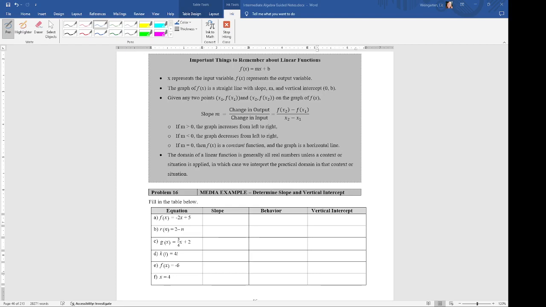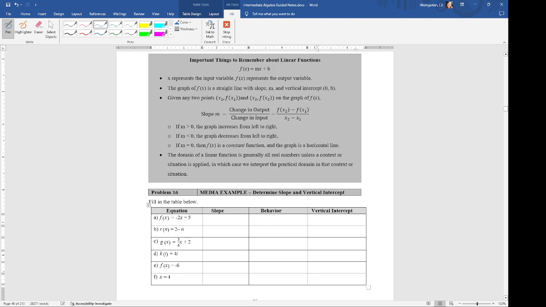Now we are going to look at some linear functions. By looking at these linear functions, we're going to be able to figure out the slope, the behavior, and the vertical intercept. Each of these functions is named something different, so let's start and take a look.